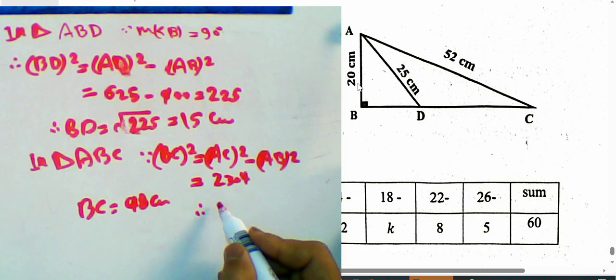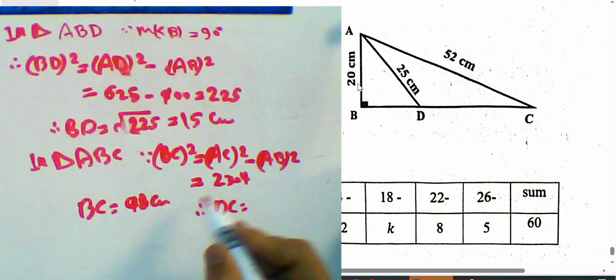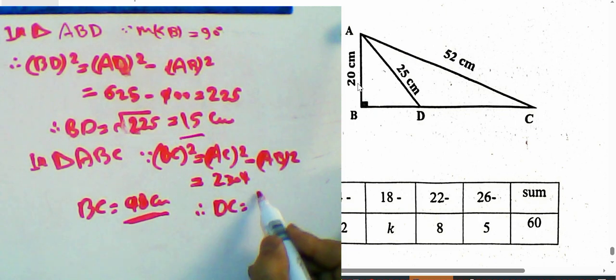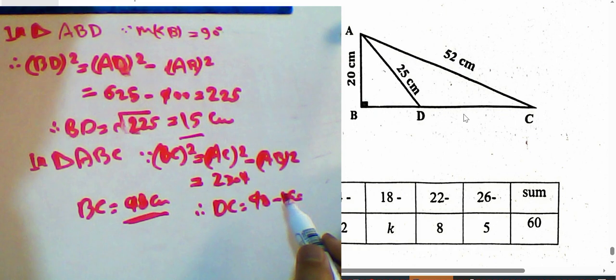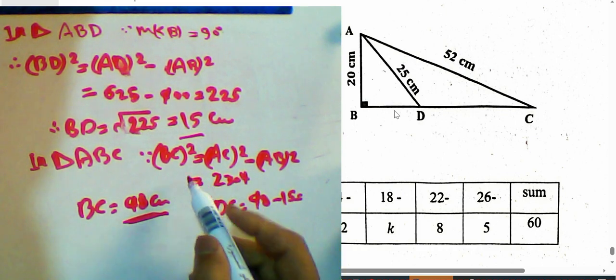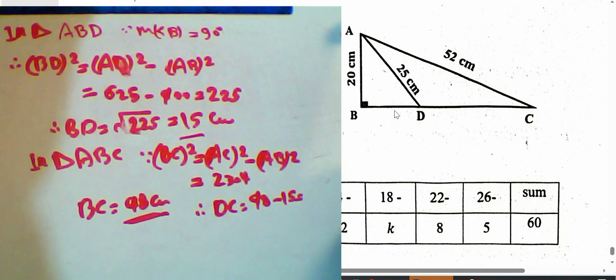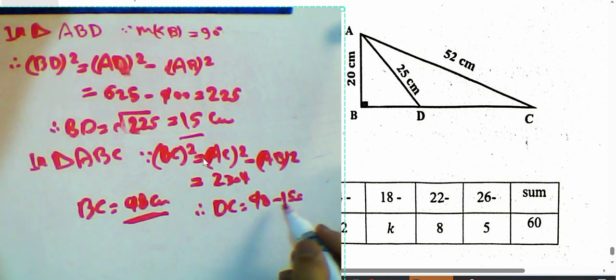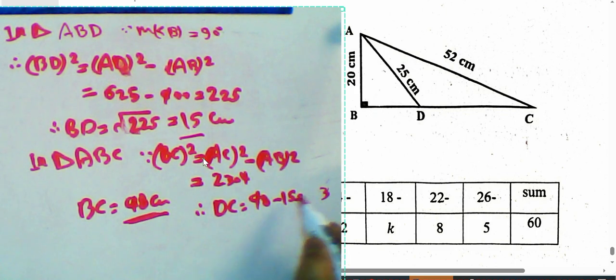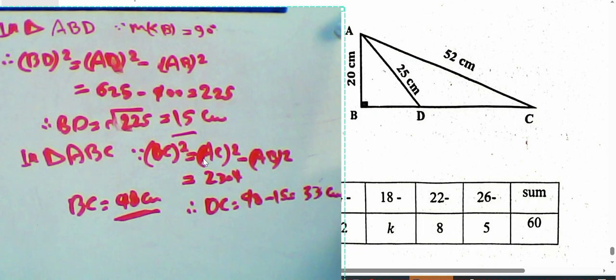Then we can find the length of DC, the difference between 48 and 15. Understood, my students? Again, look at me. We want to find the length of DC. We found here BD was 15 centimeters, and we also found BC was 48. We subtract 48 minus 15. 8 minus 5, 3. And 4 minus 1 equals 3. Then the answer will be 33 centimeters.